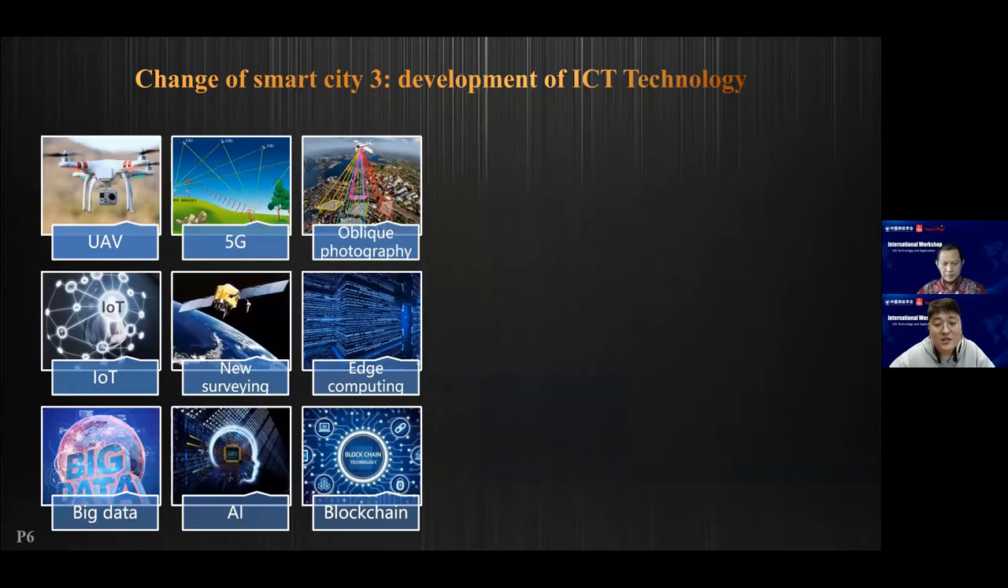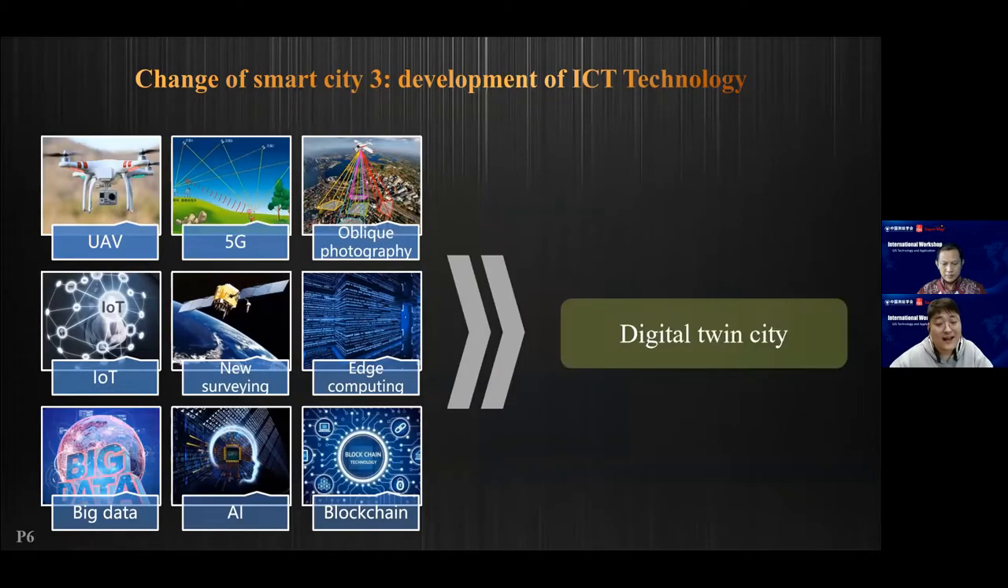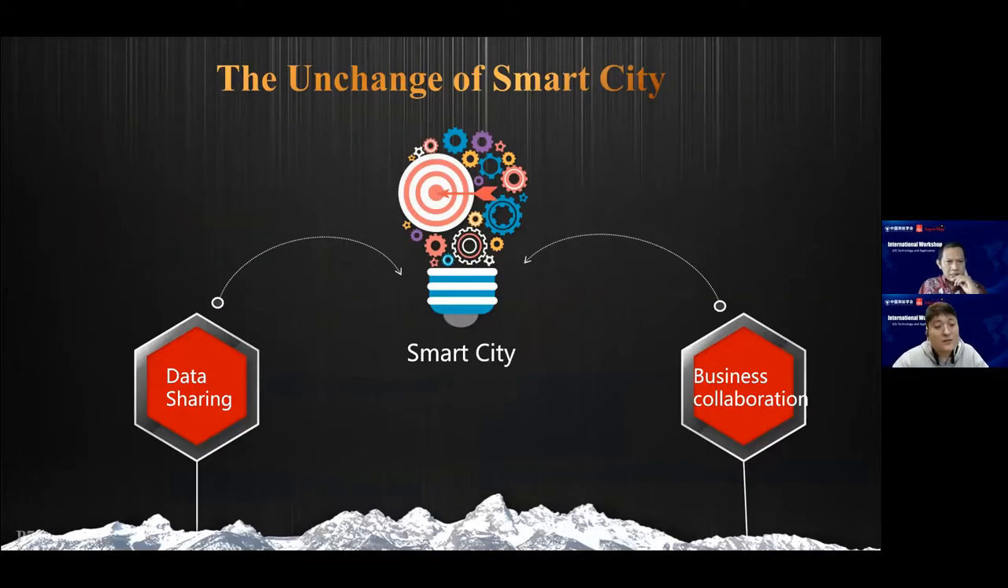And the third change is the development of ICT technology. More and more ICT technology are becoming more and more mature. Based on these advanced technologies, we can simulate the real city in the computer. So we call it digital twin city. That is, we have a totally same city in the digital side.